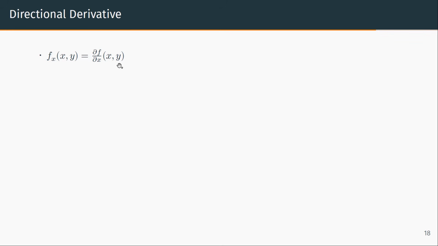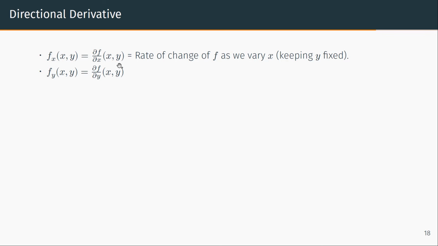We are finding the rate of change of the function in a horizontal direction, right? So this is the rate of change of f as we vary x by keeping y fixed. Similarly, if you look at ∂f/∂y of (x, y), that is equal to the rate of change of f with respect to y, where we keep x constant. Now, when we keep x constant, that actually means we are moving in a vertical direction, right? So that's what it is.